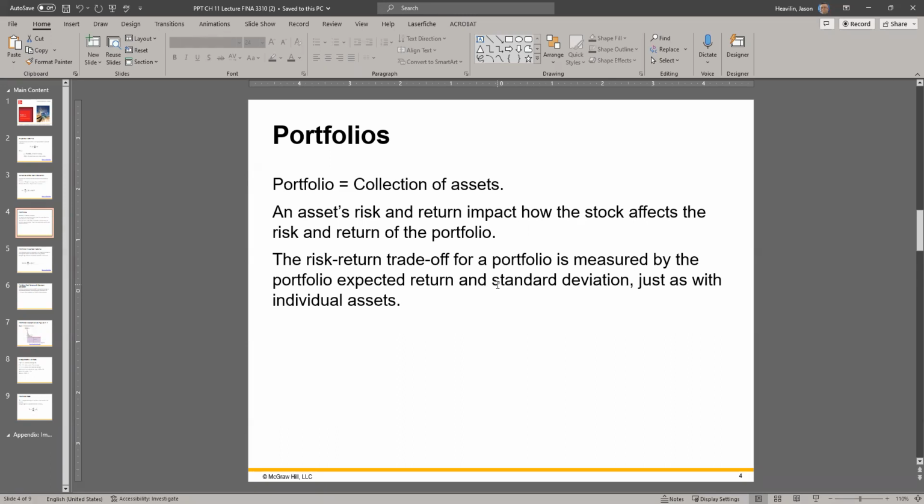An asset's risk and return impact how the asset affects the risk and return of the portfolio. So you have this combination of assets and they all have different returns and levels of risk. Depending on how you have your capital allocated across these assets, each one will have an impact according to its risk and return relationship on the portfolio.